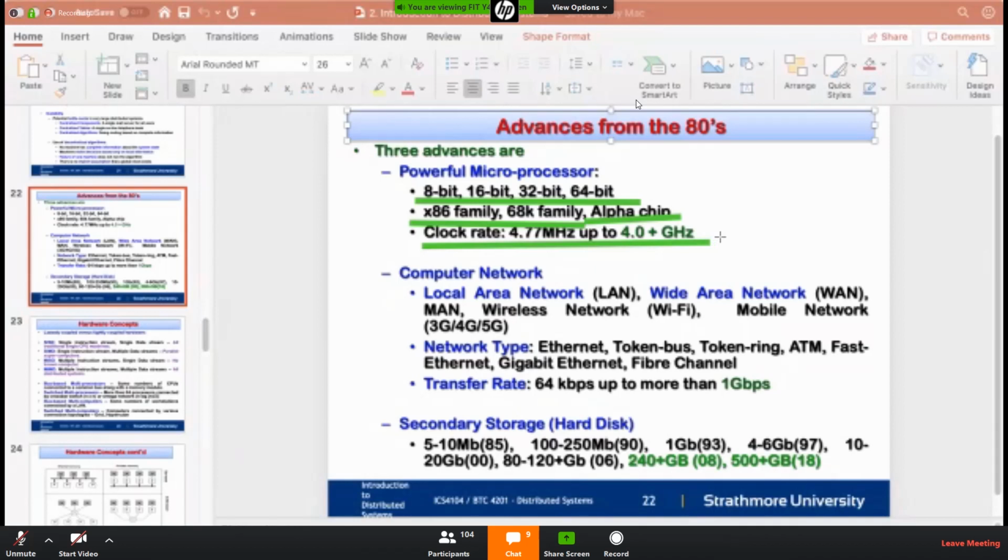Okay, so powerful microprocessors. And remember, when we say distributed systems, we combine several. So fast things are combined, so they are powerful. So that is one aspect. Those are advances that are there.